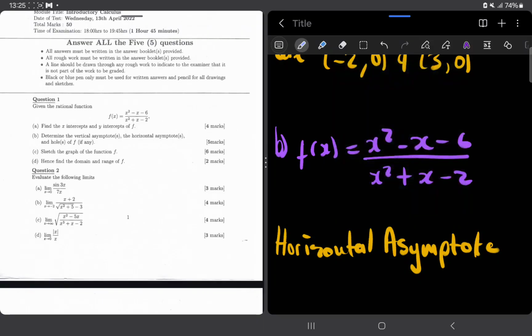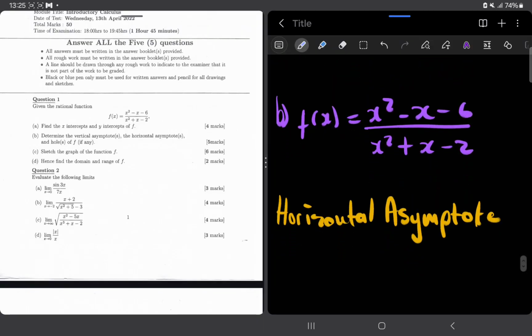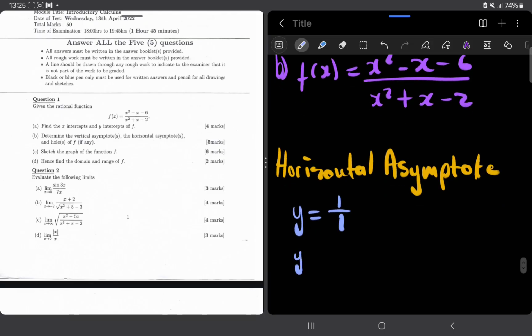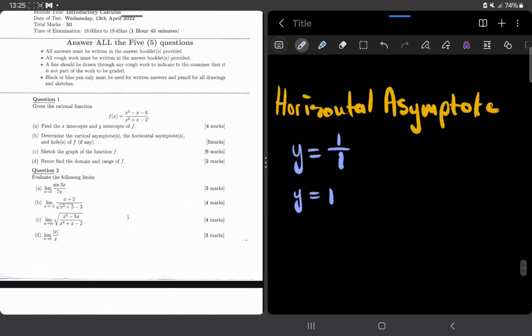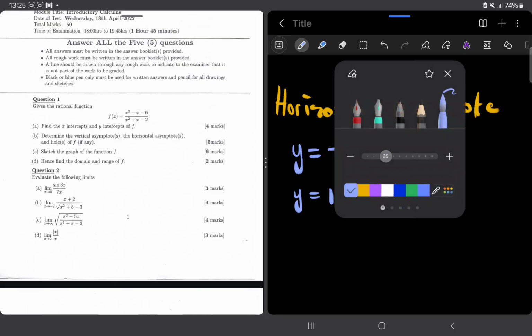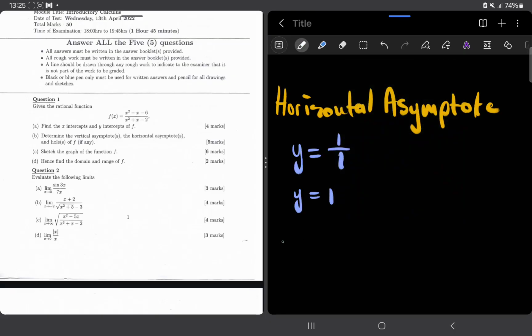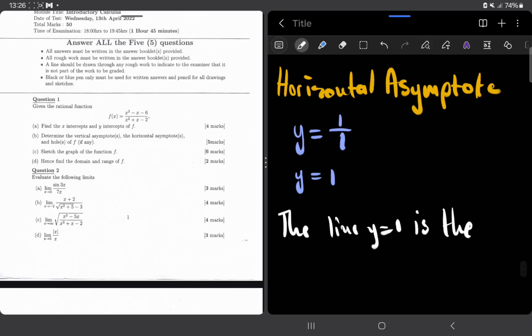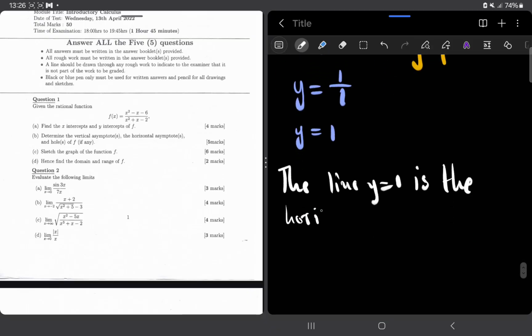So the horizontal asymptote is, what do you have? You have y equal to 1 over 1. You take the number in front here, 1, divided by the one at the bottom. So y is equal to 1 over 1, which means y is equal to 1. You can write it nicely to say the line y equal to 1 is the horizontal asymptote.